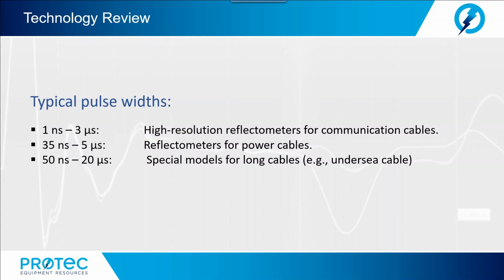Now, typical pulse widths that are used in time domain reflectometers. 1 nanosecond to 3 microseconds. These are pulse widths that are typical in high-resolution reflectometers that are optimized for communication cables. 35 nanoseconds out to about 5 microseconds. These pulse widths are typically used in reflectometers that are used on electrical power cables. 50 nanoseconds to 20 microseconds. These pulse widths are used in special models that are designed for long cables, for instance, undersea cables.